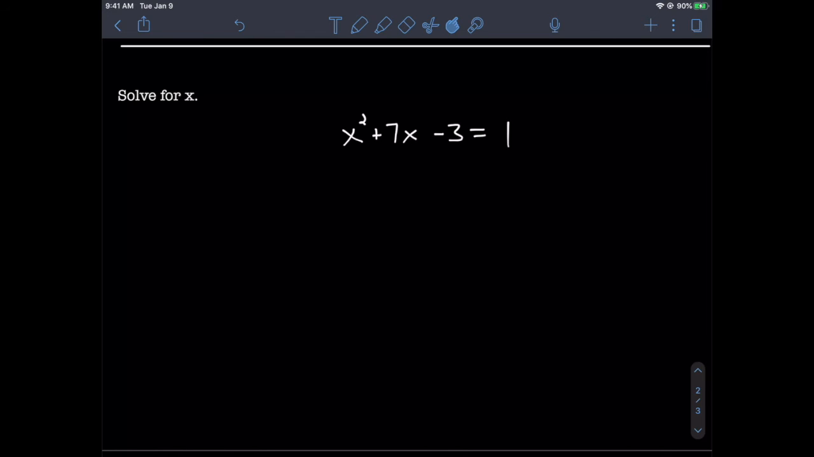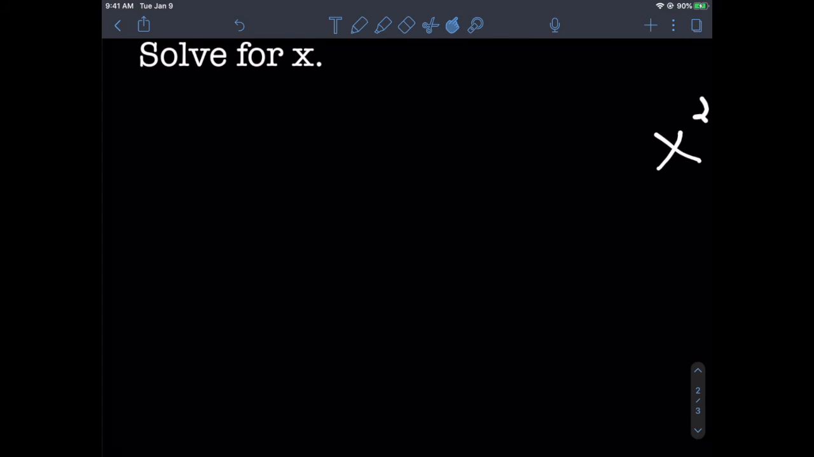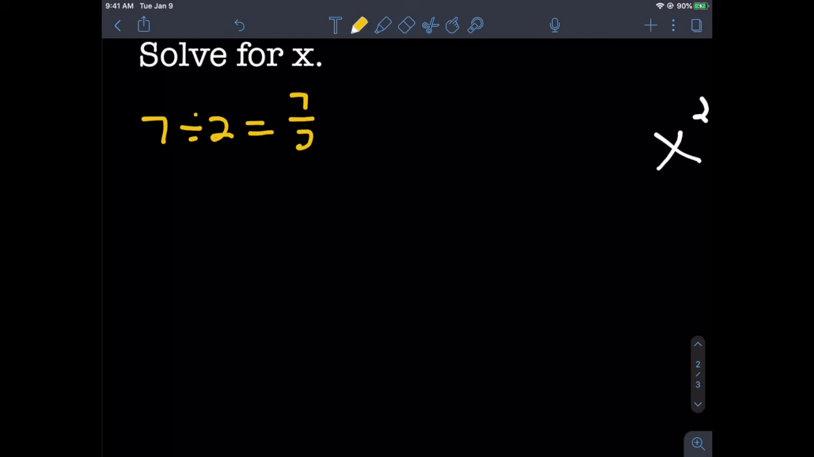Here we're asked to solve for x when x squared plus 7x minus 3 equals 1. Our linear coefficient is 7. That's an odd number. What we're going to find is that when we divide by 2, we're not going to get a whole number answer. For now, we're just going to leave it as the fraction 7 over 2. We still have to square it, though.